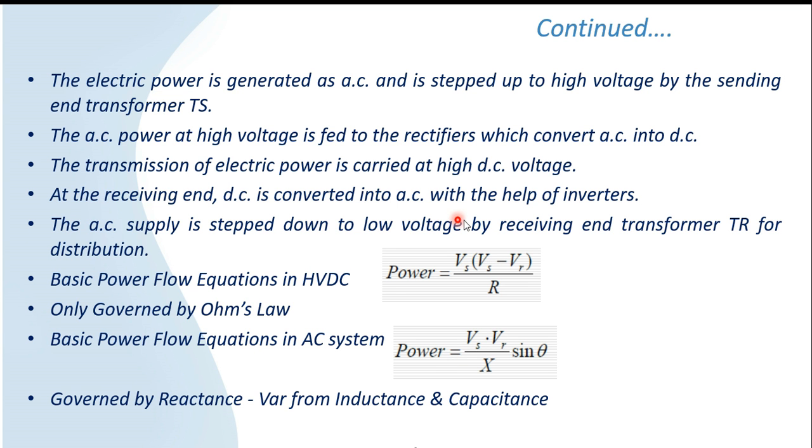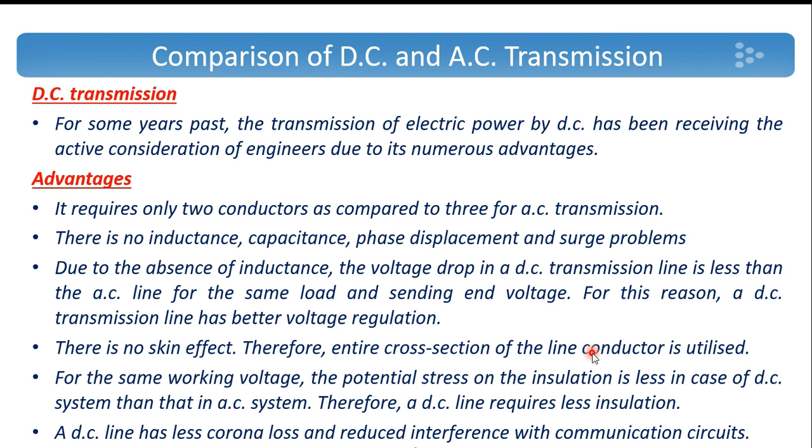While we are using a DC system, the power equation governing the system is V into I, which is Vs into (Vs minus VR) by R. This is only governed by Ohm's law: V into I is the change in voltage by resistance, Vs minus VR by R. But if it is an AC system, power depends on reactance X and also the phase displacement angle theta. The equation is Vs VR by X sine theta, or writing it as delta. Then we can have a comparison of DC and AC transmission systems.